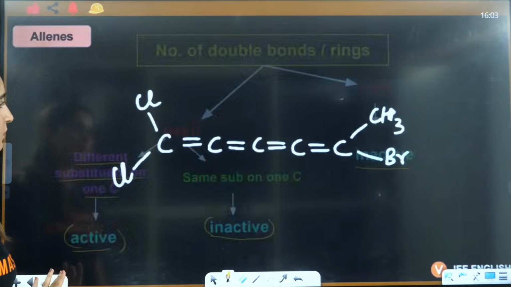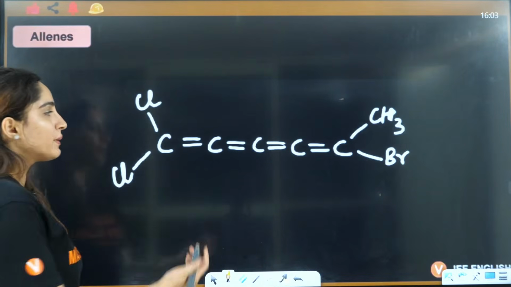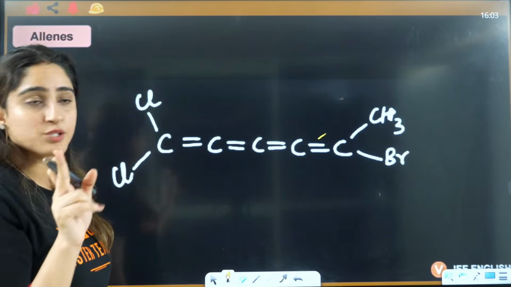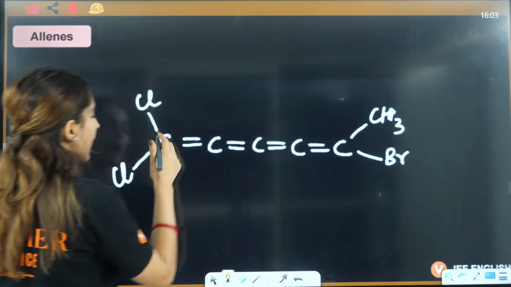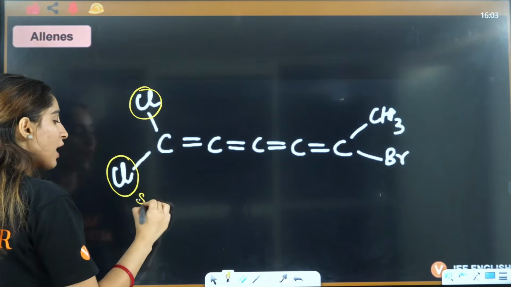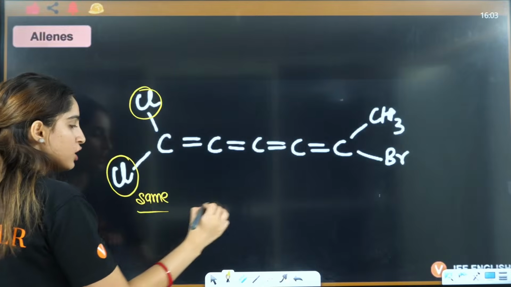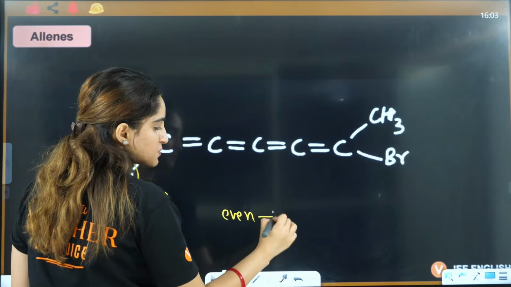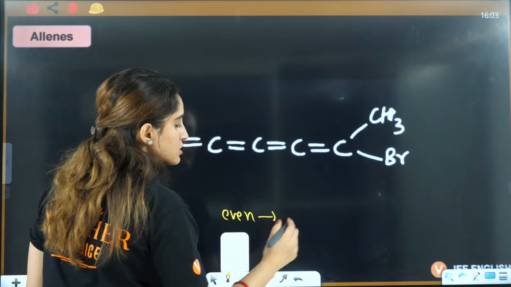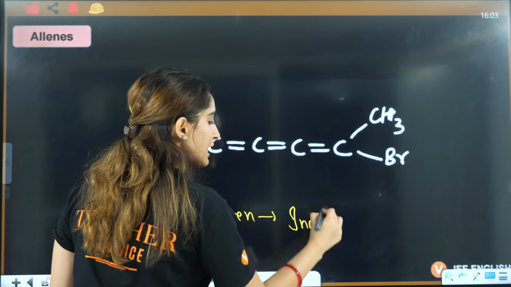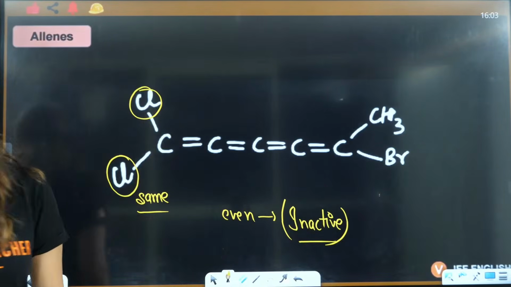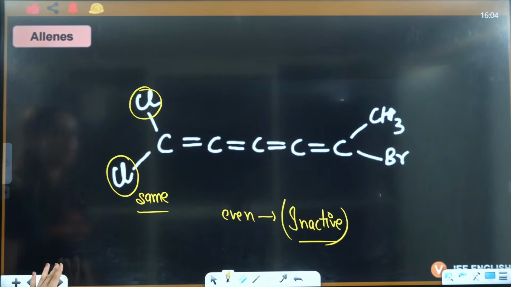Now let's talk about this one. If you see this, how many double bonds? 1, 2, 3, 4. Four double bonds means you have to check whether on the last 2 carbons you have the same or different substituents. So on this carbon you have the same substituent. So even and same substituent means it is optically inactive in nature. So directly you will answer it like this. Okay, understood? Directly you will answer.